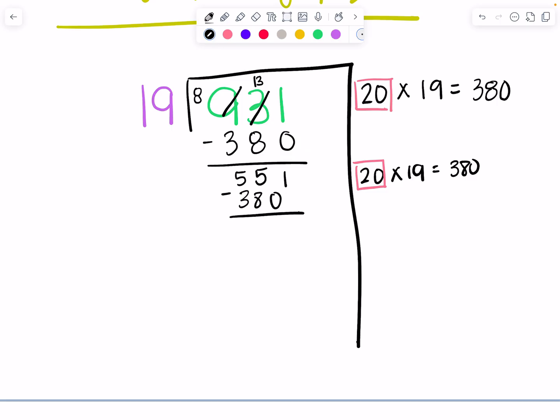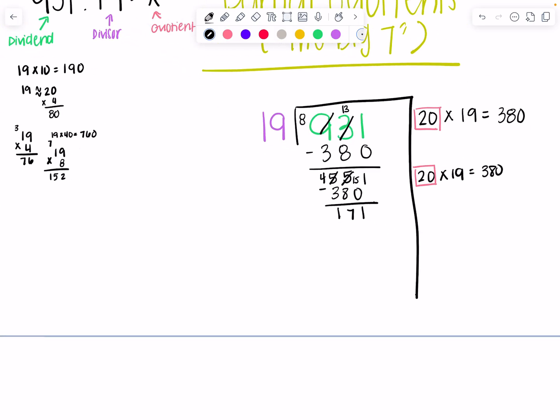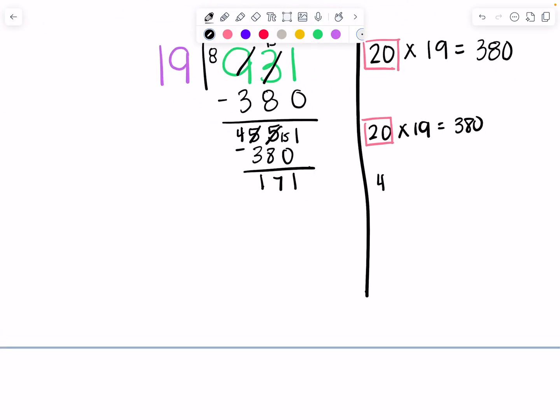Subtract it from 380. 1 minus 0 is 1. 5 becomes 15. The other 5 becomes 4. 15 minus 8 is 7. 4 minus 3 is 1. 171. Okay, then I'm going to multiply, let's see. I did 19 times 4 is 76. So I'm just going to do that. 4 times 19 equals 76. And I'm going to subtract.